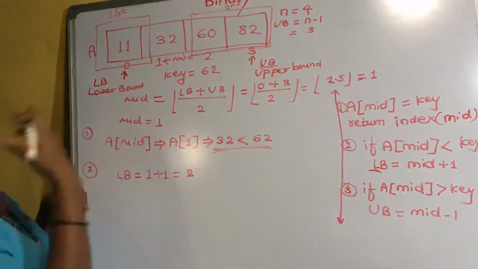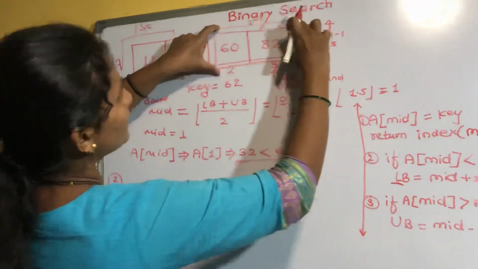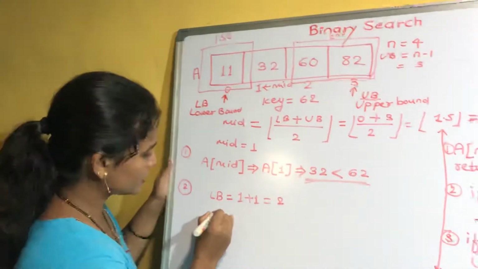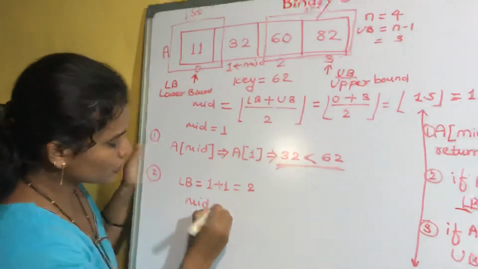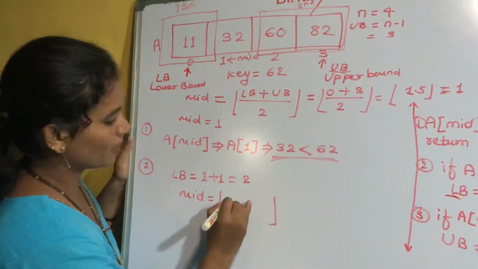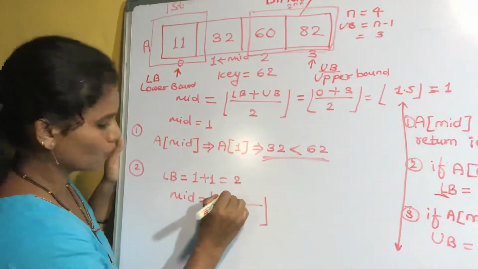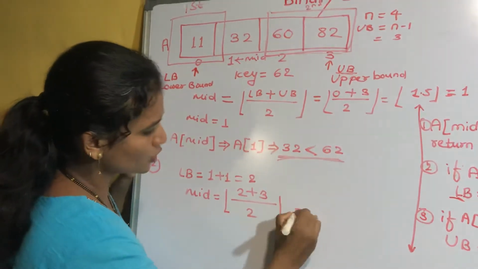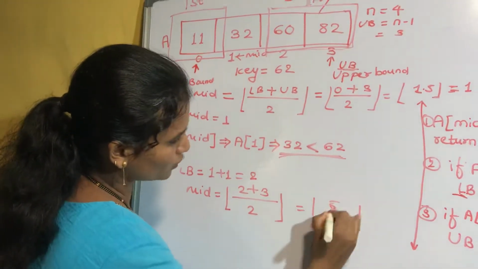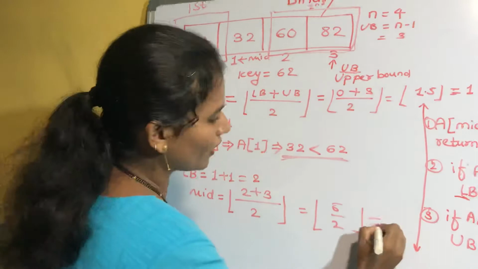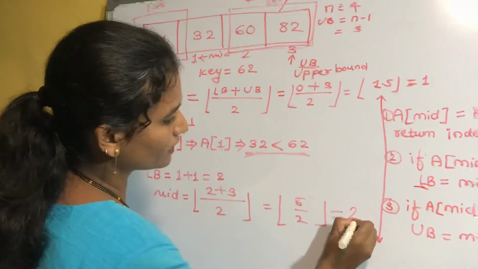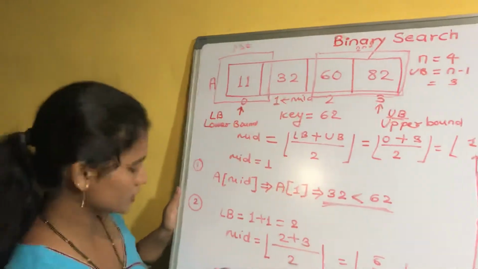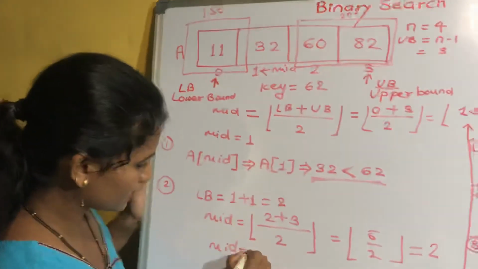So again we are going to divide this searching space, or this array, into two parts by using the formula mid equals lower bound plus upper bound. What is the value of lower bound? 2. What is the value of upper bound? 3. Divide by 2. Now 5 by 2, so what is the value? 2.5. We are applying the floor function, therefore it will give the lowest value, that is 2. Now the value of mid is 2.